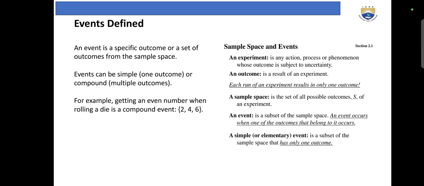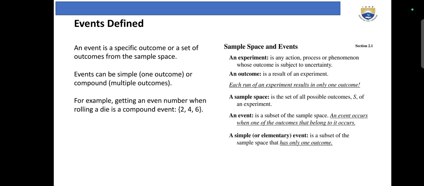Events. An event is a specific outcome or a set of outcomes from the sample space. Events can be simple, with one outcome, or compound, with multiple outcomes. For example, getting an even number while rolling a die is a compound event: 2, 4, 6.